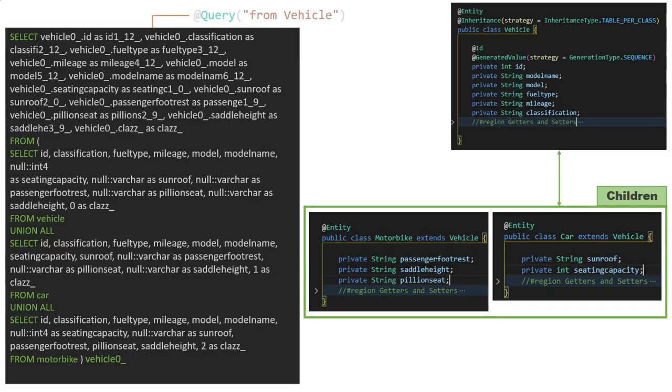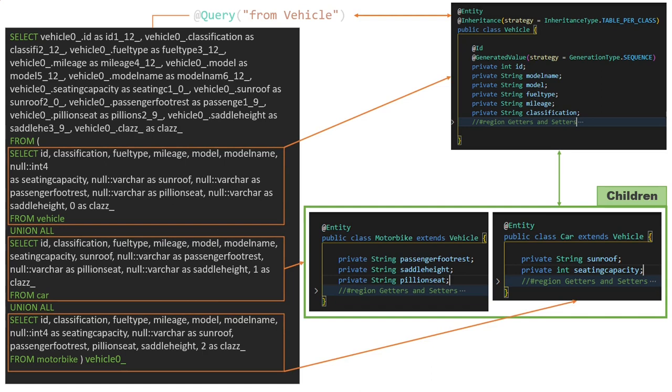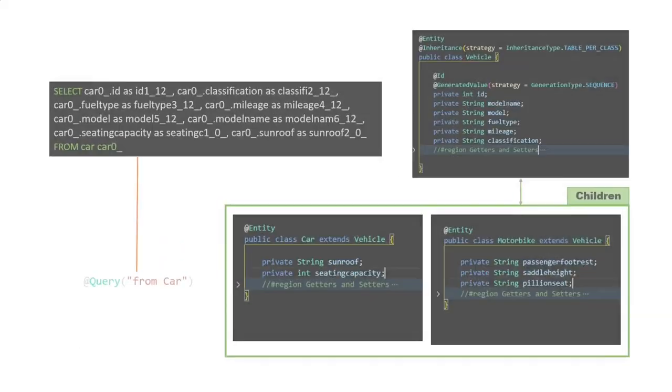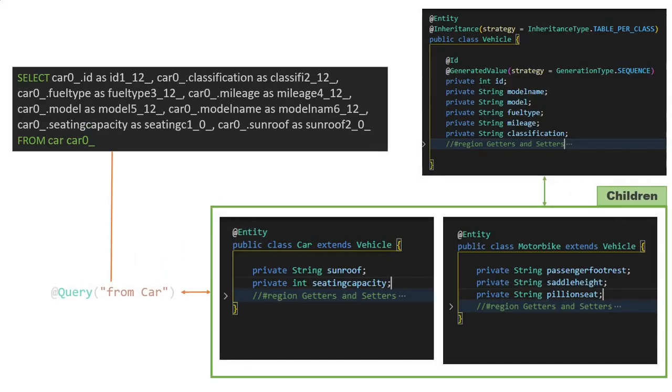The major drawback of this strategy is that the polymorphic query generated by Hibernate in this case is really complex. Like in this example, if we query the parent class to fetch all records from the children as well, Hibernate generates a query to fetch records from the individual entities in the tree, and then uses the union keyword to merge the results. But if you want to query a child class directly, then the query generated by Hibernate is quite simple. It is like querying data from a single table.